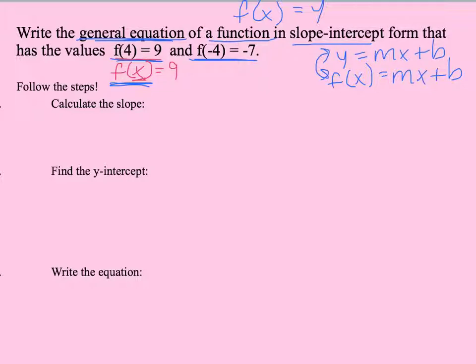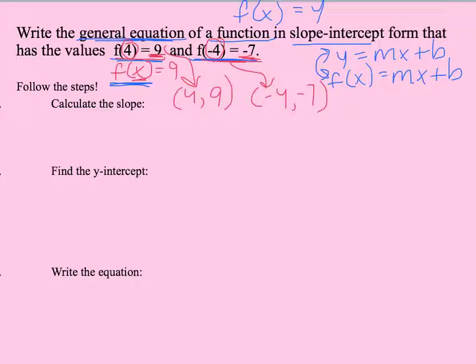So going back to our two statements, if the number in parentheses is x, and the number that it's equal to is y, we can create 2 points. This point becomes x, which is 4 in parentheses, comma y, which is 9 after the equal sign, and this one becomes -4, comma, -7. So now this looks exactly like the other problem, where we have 2 points and we have to solve for the slope and the y-intercept in order to get an equation in slope-intercept form.